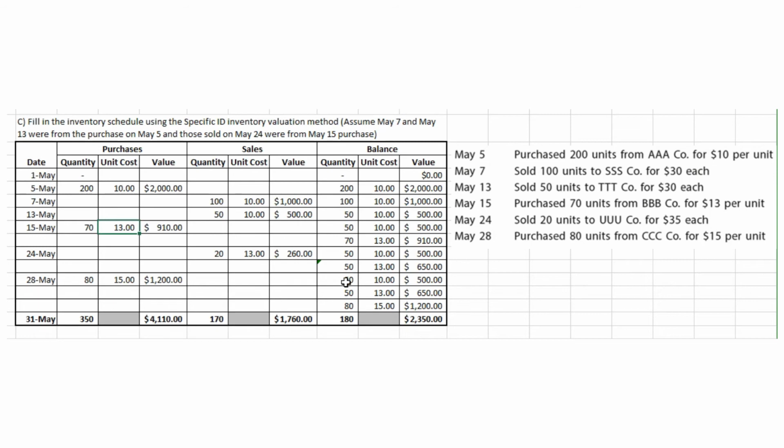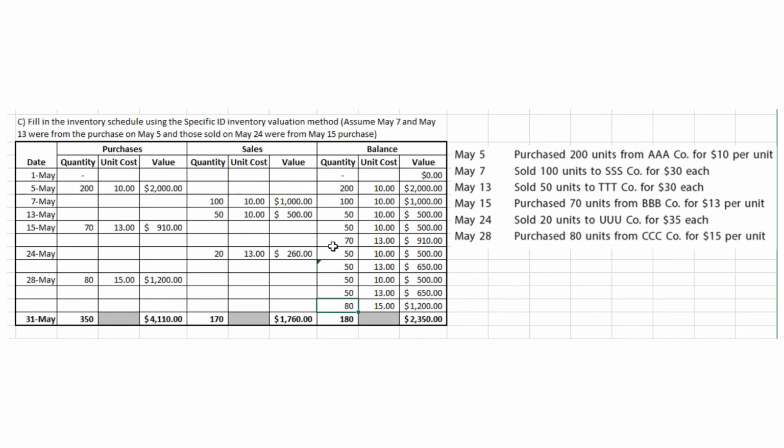But similarly, your inventory needs to be tracked by the different cost groups by your specific ID. So at the end of the day, our balances will be 50 items left of the $10 units. We started with 200, sold 100, sold 50. We will have 50 items at the $13. We had the 70 we purchased, less the 20 that we sold. And we'll have all 80 of our $15 items left because we did not sell any out of that group.